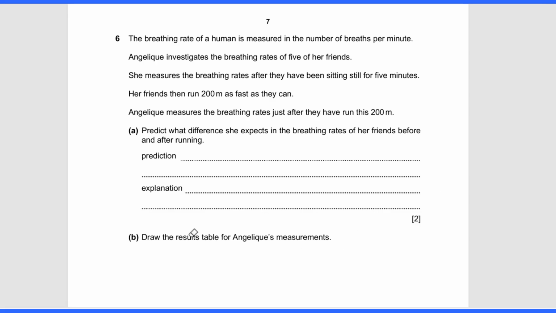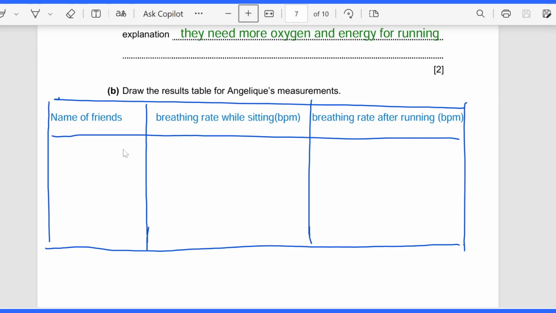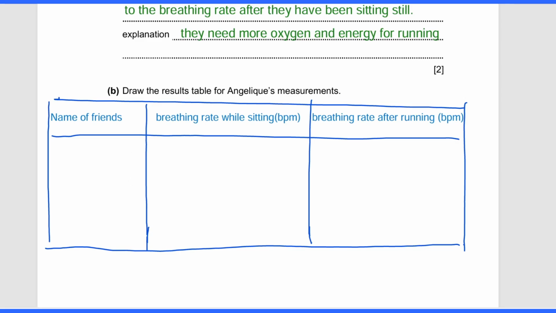For 6b, draw the results table for Angelique's measurements. Okay, let's check out the answer, guys. So this is an example of the table. The first column is the name of friends. You have to put the heading, and the second will be breathing rate while sitting. BPM stands for breaths per minute. You have to include the unit. And then the next column is breathing rate after running, also breaths per minute. So that will be the correct answer for this one.